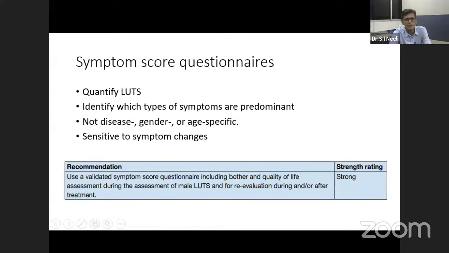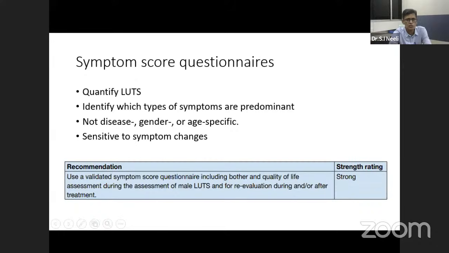So to evaluate the symptoms, primarily the lower tract symptoms, we make use of symptom score questionnaires. What these do is help us in quantifying the lower tract symptoms. They identify which type of symptoms are predominant, whether they are storage symptoms or voiding symptoms, or post-micturition symptoms. These symptom scores are not disease or gender specific. They are also not age specific. They can be utilized for all kinds of pathologies causing the lower tract symptoms. They can be used in both men and women, and they can be used for all age groups.